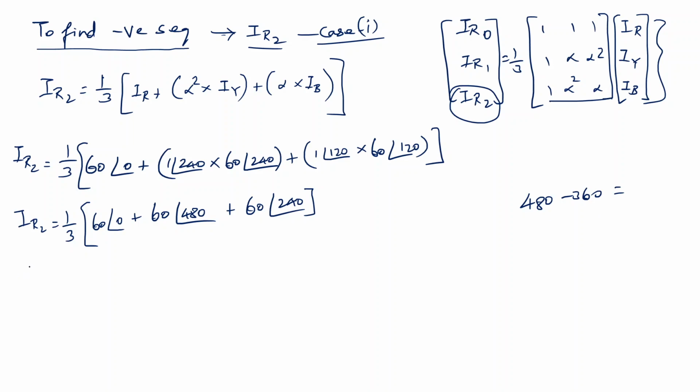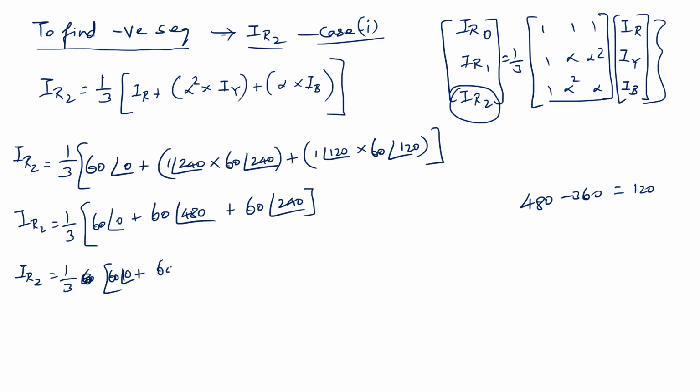How much, ma? 480 into 360, so 120 can I put? Yes, sir. IR2 is equal to 1 divided by 3. So 60 I am taking outside, then I will get 1 plus... Okay, let it be 60 inside.